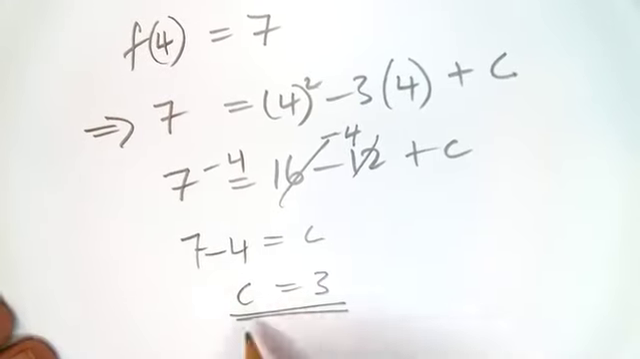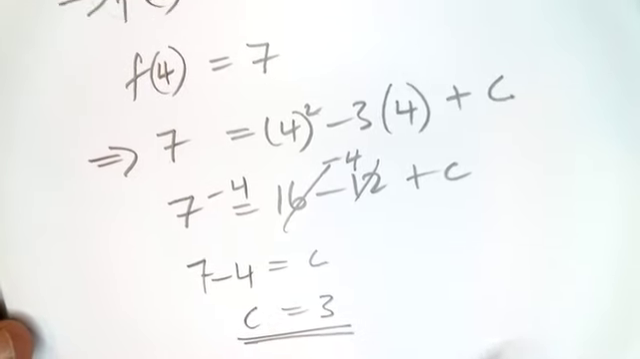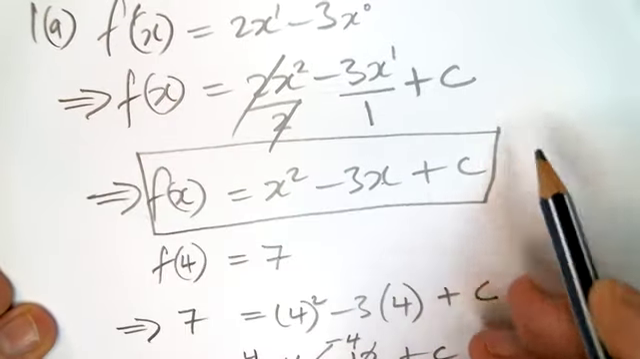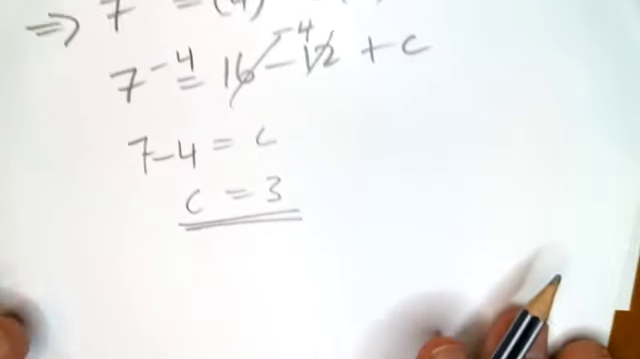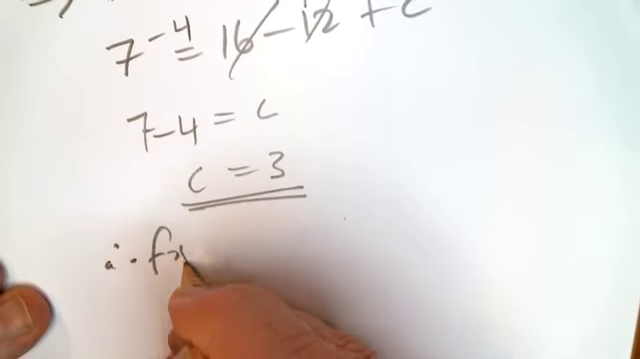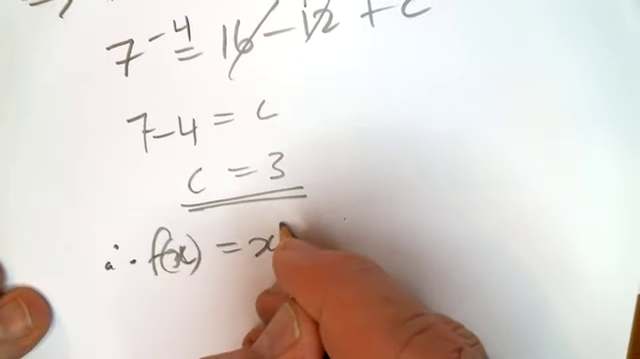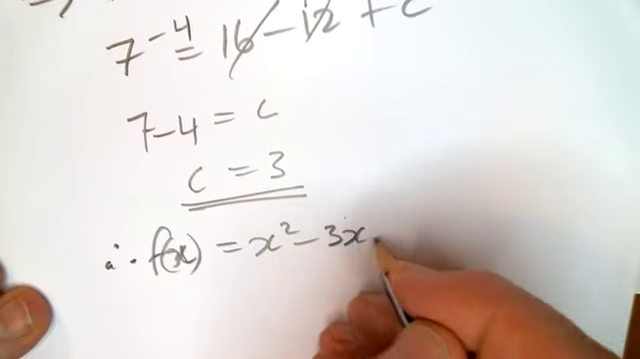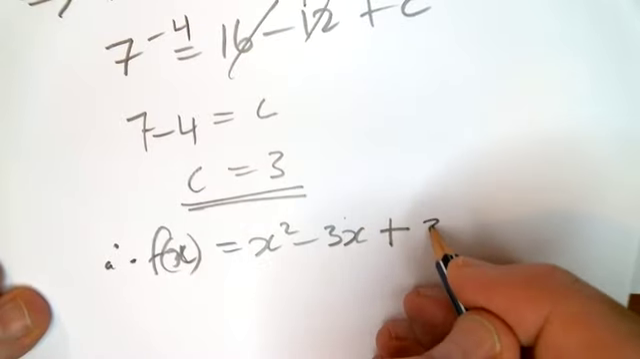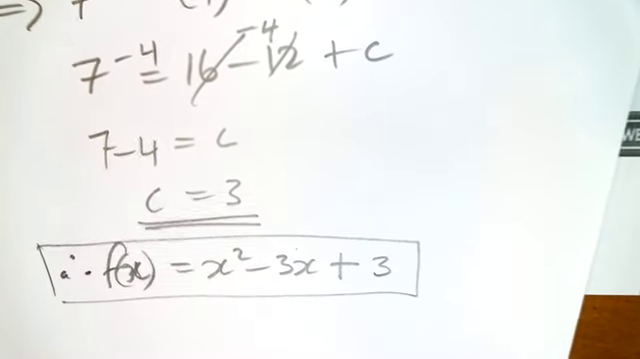Now we've found the constant of integration, so we're going to put that back into the original equation. It's right there, and we now have a value for c. So I'm just going to rewrite that now. Therefore, f of x is equal to x squared minus 3x plus, and there's our c value right there, 3. I'll put that on the end, and that is our answer. Hope that makes sense.